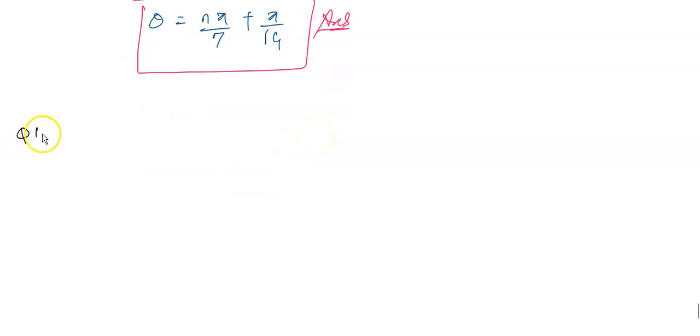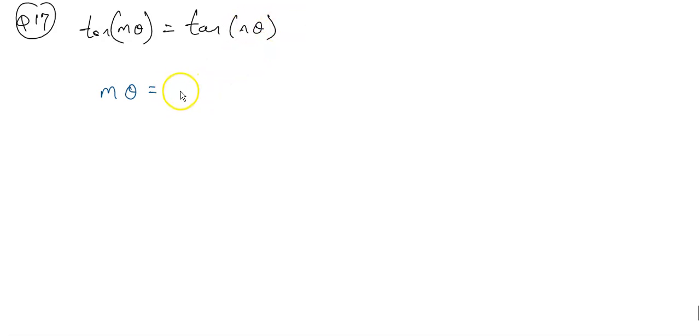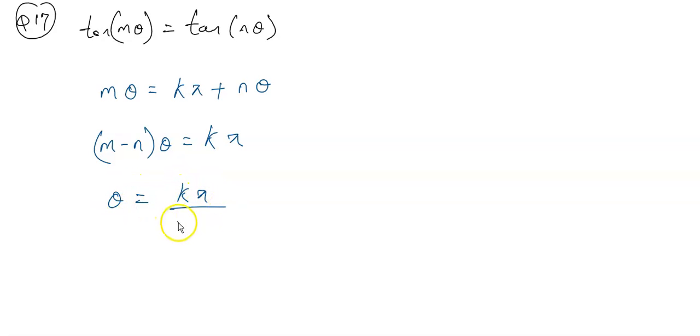Question number 17. If tan of m theta is equals to tan of n theta, then the general value of theta will be. So we have tan of m theta is equals to tan of n theta. So general solution of this we can write as m theta is equals to n pi, so instead of n pi we'll write k pi because n is already used, plus alpha. So alpha is n theta over here. So this is (m minus n) into theta is equals to k pi. So the value of theta is k pi upon (m minus n).